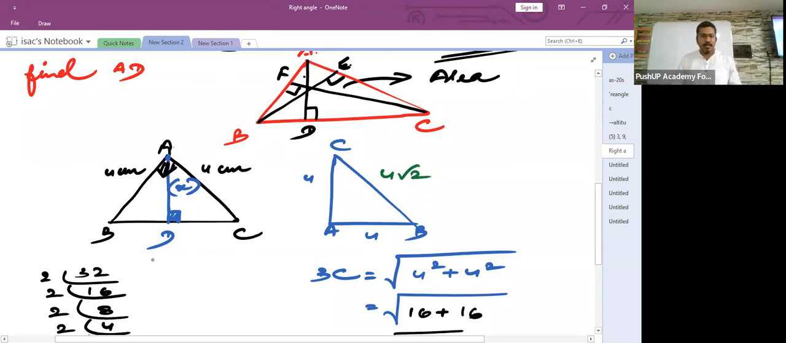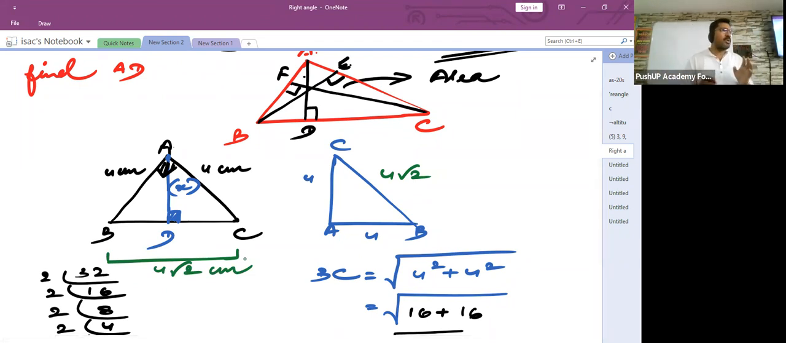Now, if BC is equal to 4 root 2, let me show that in this diagram also, 4 root 2 centimeters. So in whatever diagram or whatever extra figures I draw on the screen, you also note it down. At least utilize the rough side of the page to note it down. Don't try to present yourself with the help of only one figure because it becomes messy by the end of the session.